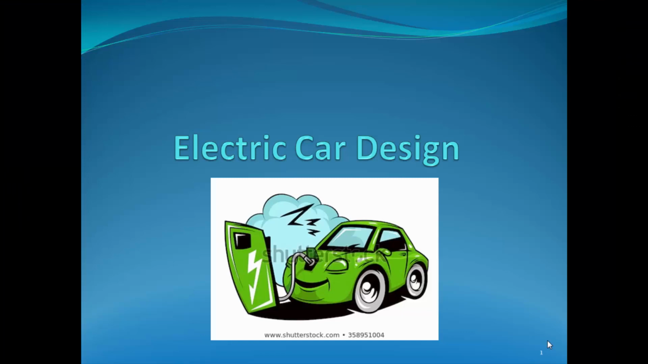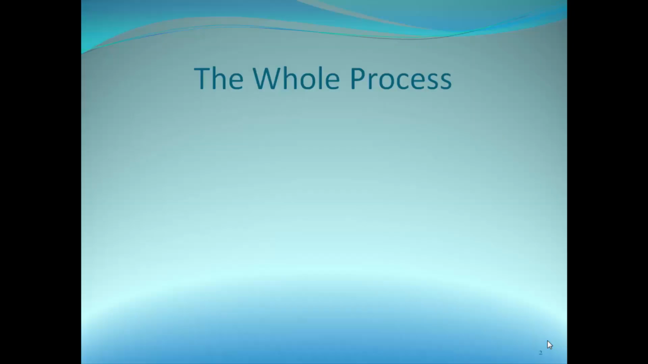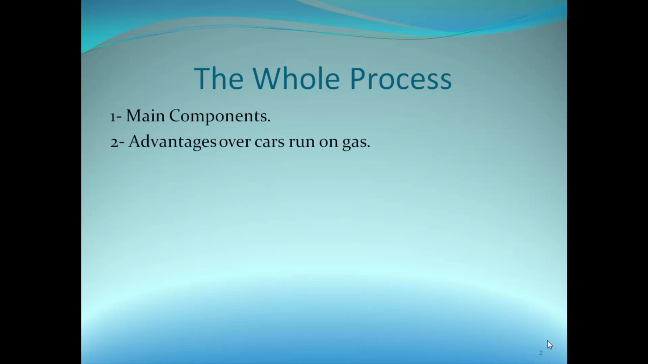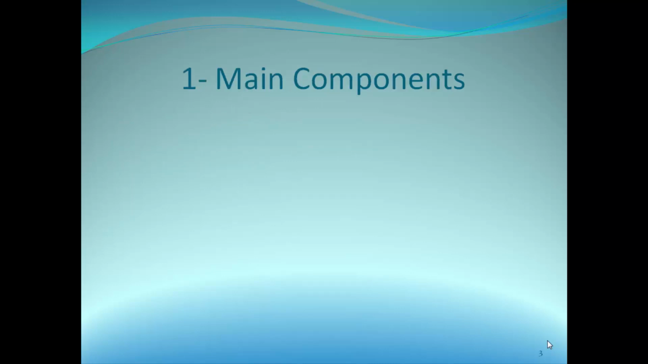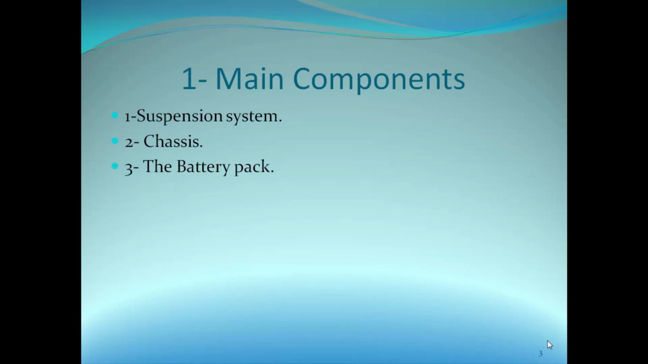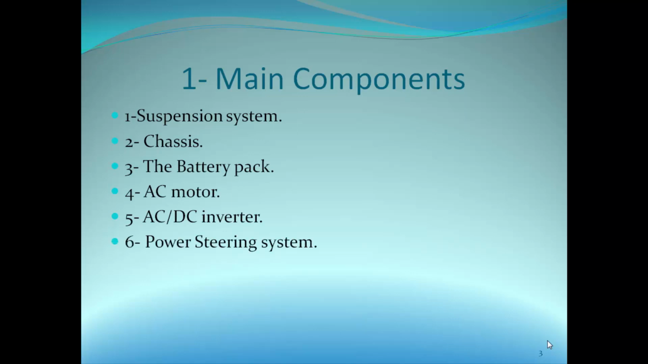So here is the electric car. We're gonna talk about this now. So the whole process for main components, we have the main components and the advantages over cars run on gas and the futuristic designs. So here are the main components. The first, suspension system, the chassis, the battery pack, AC motor, AC DC inverter, and the power steering system.